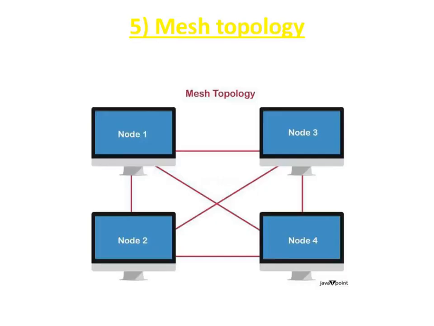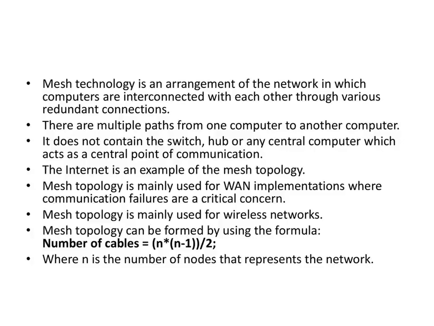Mesh topology is divided into two categories: fully connected mesh topology and partially connected mesh topology. Full mesh topology. In a full mesh topology, each computer is connected to all the computers available in the network. Partial mesh topology. In a partial mesh topology, not all but certain computers are connected to those computers with which they communicate frequently. Advantages of mesh topology: reliable.